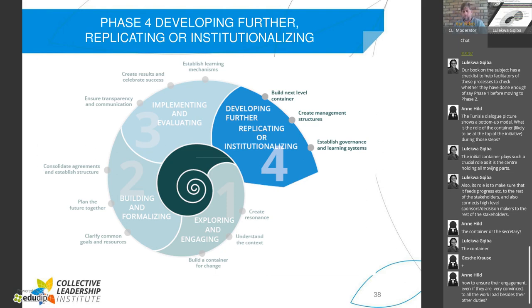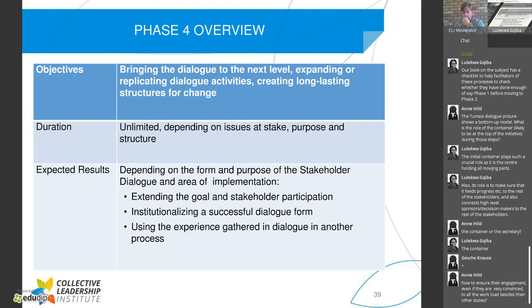implementation worked, and then you decide that, let's perhaps develop this further, or some people might call it, you first start with a pilot, and depending on the results of that pilot, you escalate. So the objective of this phase four is to make sure that the collaboration or the dialogue is being taken to the next level. You are either expanding or you are creating long-lasting structures for change.